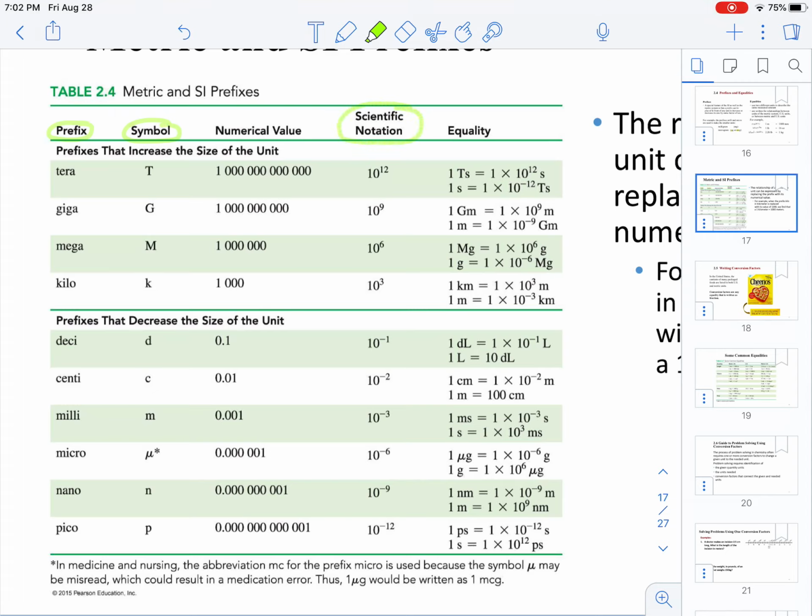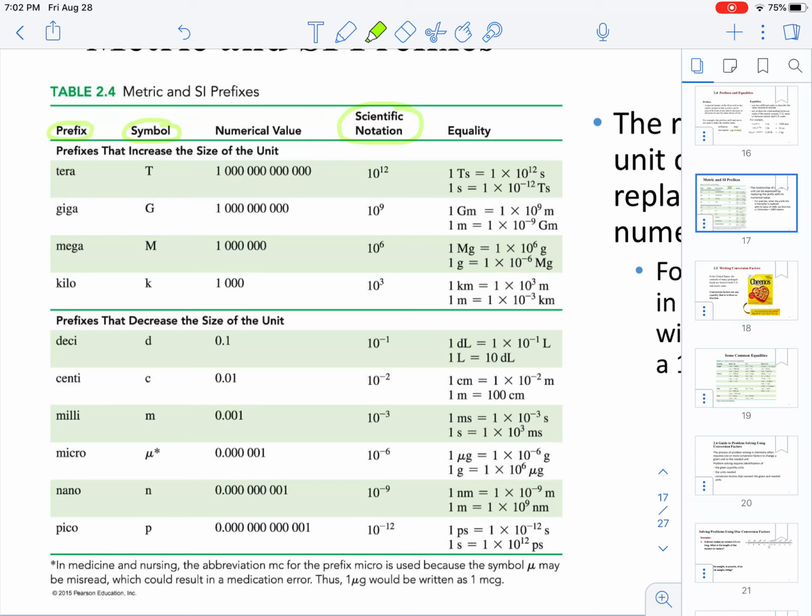The reason why I don't say to memorize the numerical value is that if you mess up and forget a 0, as you can see, it can actually hinder you when you're doing problems, and you can get the problem wrong. But if you remember the one in the scientific notation, as long as you know how to enter it into your calculator, you're good.